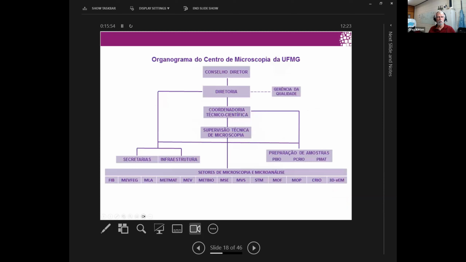When you have everything I've shown you so far, we have to have a very good hierarchy where everybody knows who's responsible for what, with good communication between all the people. So we have a supervisor of microscopy, and they have the coordination team, the council of directors here, and then we have all the different microscopes. Each one of these has a person that's responsible.